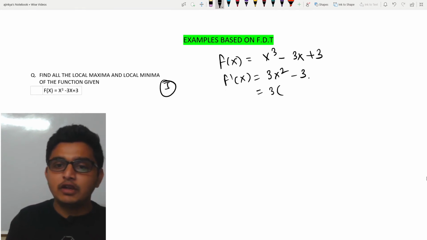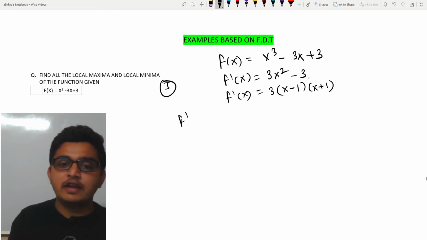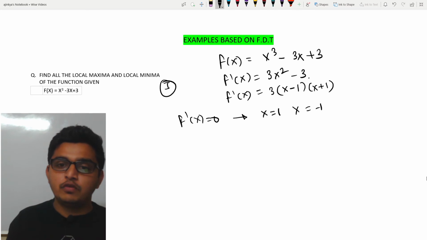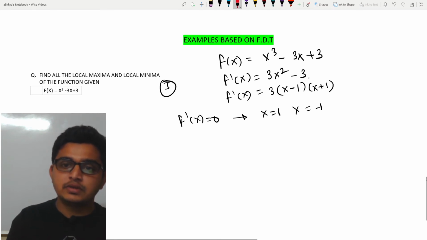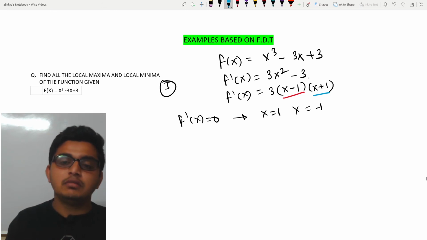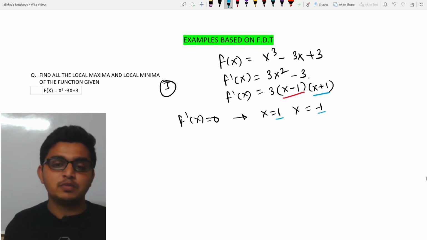Yes, if we take 3 common, you have x square minus 1, which can also be written as x minus 1, x plus 1. And here we need to check at what values f dash of x is going to be 0. They are going to be at x equals 1 and x equals minus 1. If you put x equals 1 in these terms, the whole term is going to be 0, and if you put x equals minus 1, the whole term is going to be 0. So you have two zeros, 1 and minus 1, for this particular function.